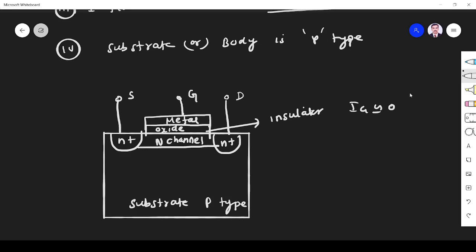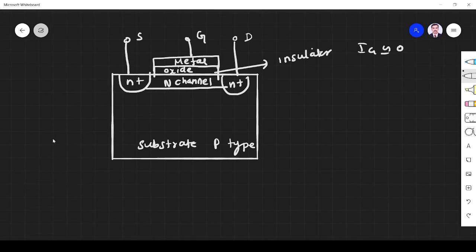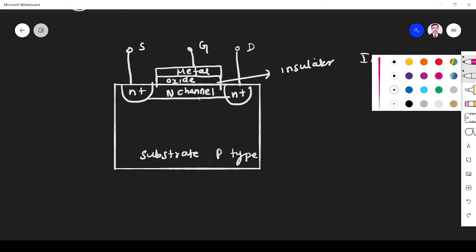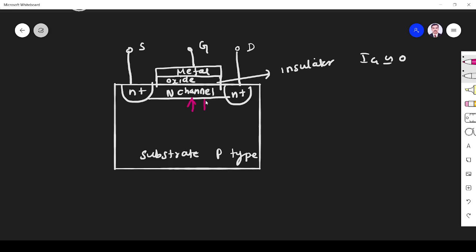So how are we going to study this N-channel depletion MOSFET? How can we identify whether it is enhancement or depletion? From this, the channel is available initially, so we can understand it is a depletion MOSFET. In an enhancement MOSFET, the channel is not available. That we will see in the next video.